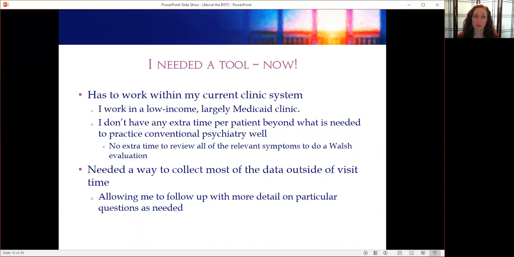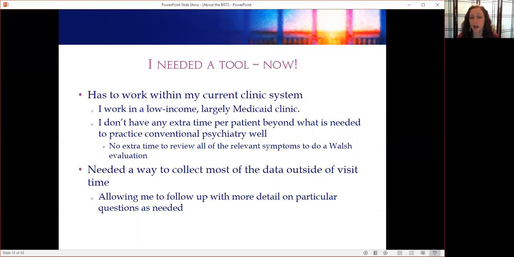I had to work within my current system. I did and still do work largely within a low-income Medicaid population. I work in a community mental health center, and I don't have any extra time per patient beyond what's needed to practice conventional psychiatry well. In fact, sometimes on certain days that can be a challenge with as busy as those clinics can be.